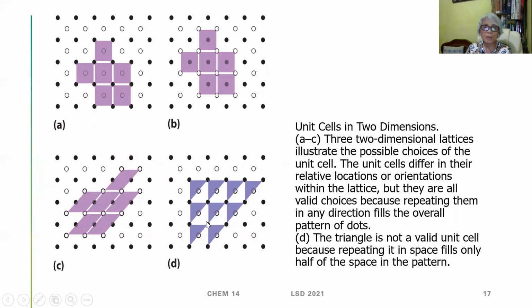Why? May mga empty spaces. Ayan. So hindi ito pwede, no? So the triangle is not a valid unit cell because repeating it in space fills only half of the space in the pattern. So, ang valid representation are these three, okay? If we will represent unit cells in 2 dimensions.